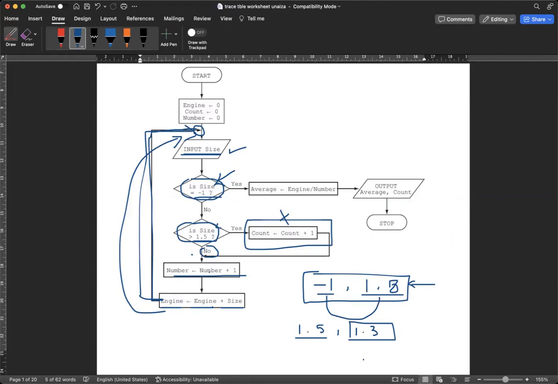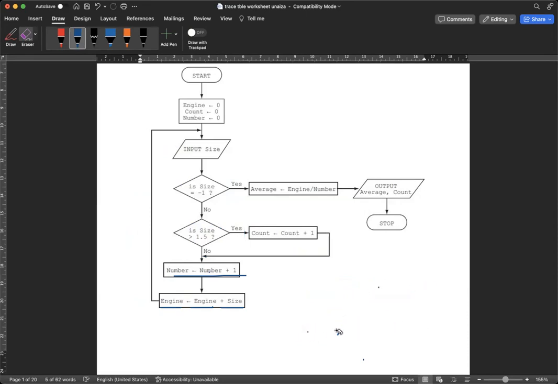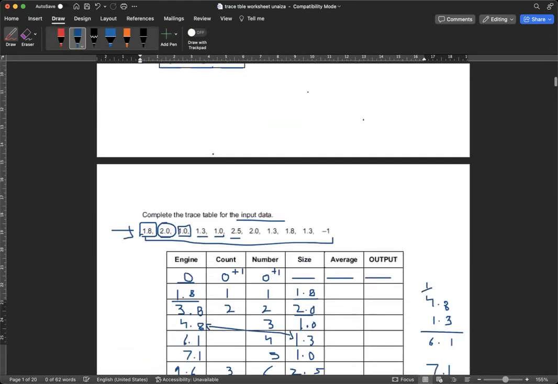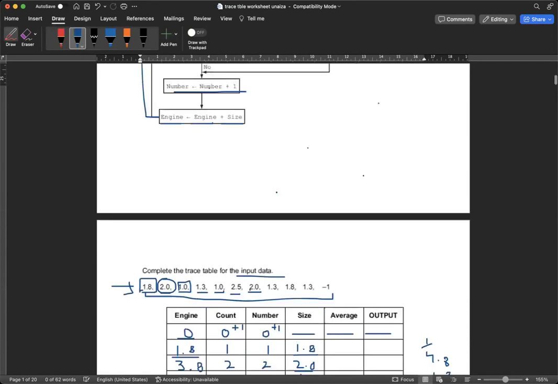Engine is added. Then again, what do we have to do? Input size, simple, because we have to move back. Look, I don't know why you're not giving me the answers. Input size. The next size is 2.0, or you can say 2.